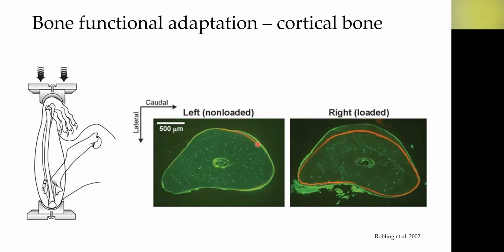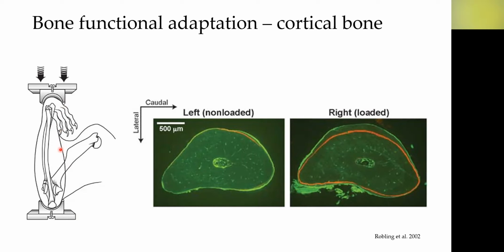That red line shows the beginning of the experiment, and anything outside of that line is new bone. So there's very, very little happening here. Look what happens on the right limb, which is loaded. There is a lot of new bone. That is the bone functional adaptation. The bone reinforces itself, adding more bone to withstand the higher deformation that the leg experienced during the loading experiment.